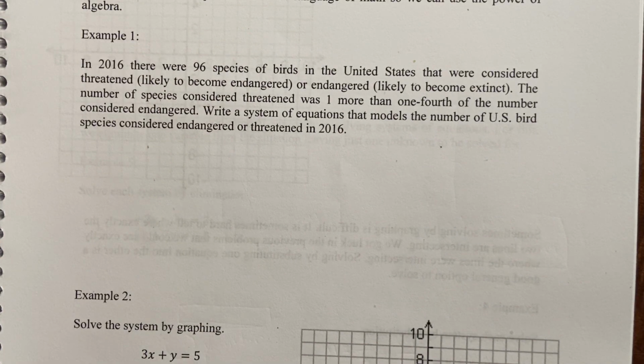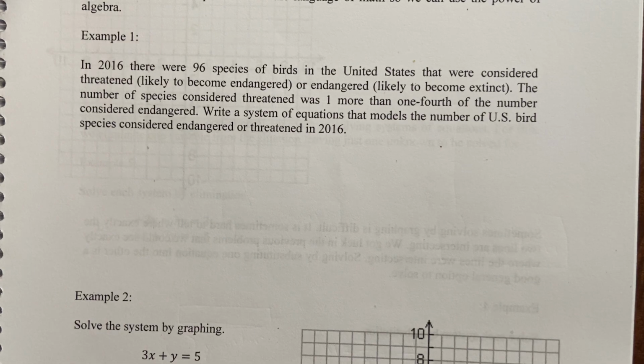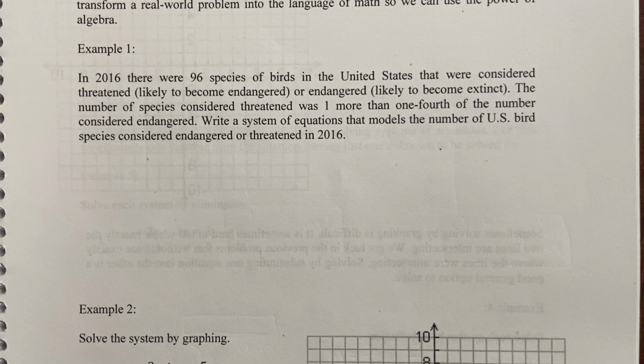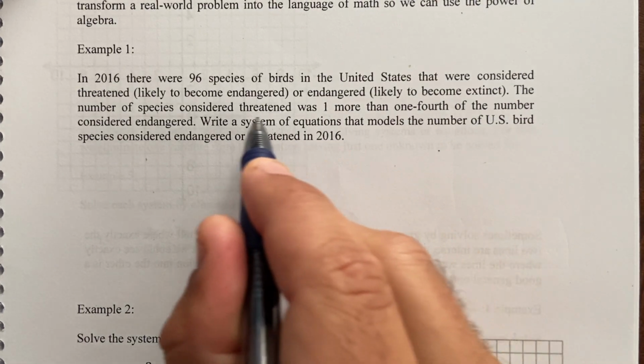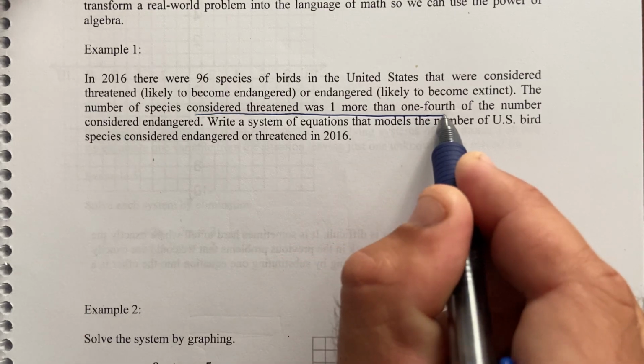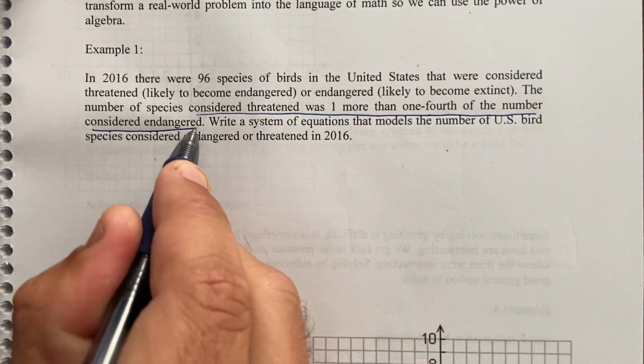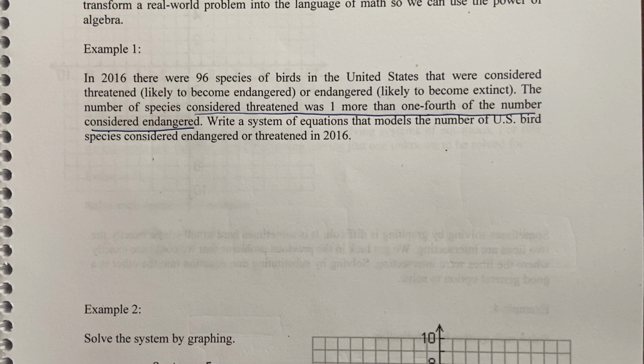So this says in 2016, there were 96 species of birds in the United States that were considered threatened, meaning likely to become endangered, or endangered, meaning likely to become extinct. The number of species considered threatened was one more than 1/4 of the number considered endangered. So we have kind of a mathematical statement here. So considered threatened was one more than 1/4 the number considered endangered. So that's fairly mathematical there. We'll dig into that. It says write a system of equations that models the number of U.S. bird species considered endangered or threatened in 2016.